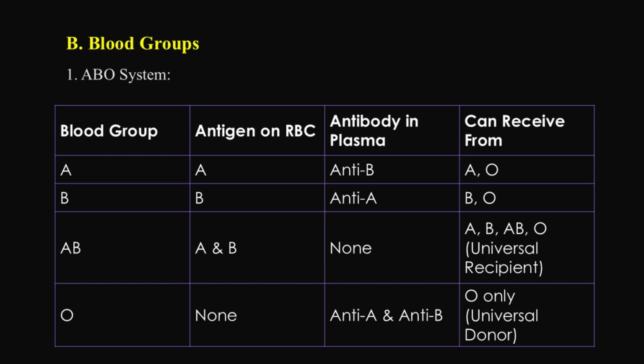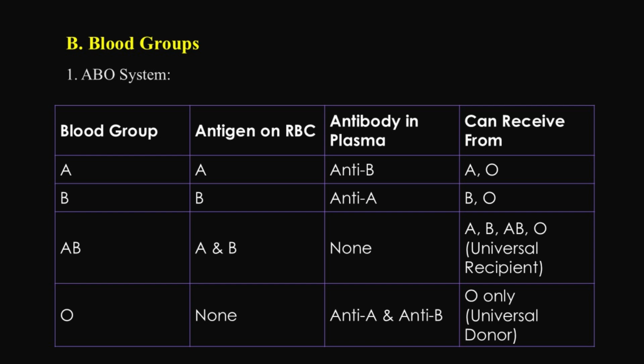Blood group A has A antigen on RBCs, anti-B antibody in plasma, and can receive blood from A or O. Blood group B has B antigen on RBCs, anti-A antibody in plasma, and can receive blood from B or O. Blood group AB has both A and B antigens on RBCs, no antibodies in plasma, and is the universal recipient, able to receive from A, B, AB, or O.